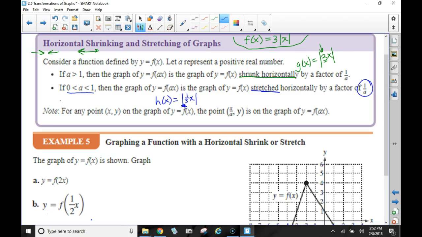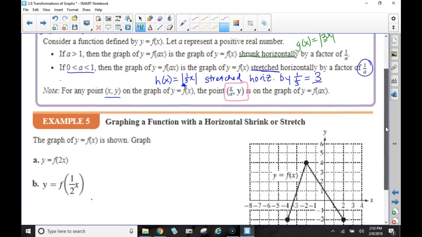So this one would actually be stretched horizontally by a scale factor of 1 over 1/3, which is 3. That's kind of wild, okay? Now, this is a good thing to know: for any of our key points x, y on the graph of a parent function, the new key point, x divided by a, comma, y, is on the graph of y equals our new function, okay?